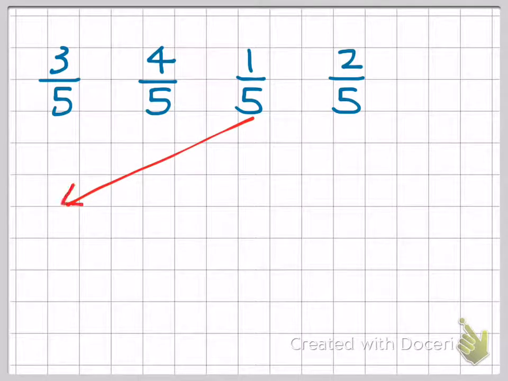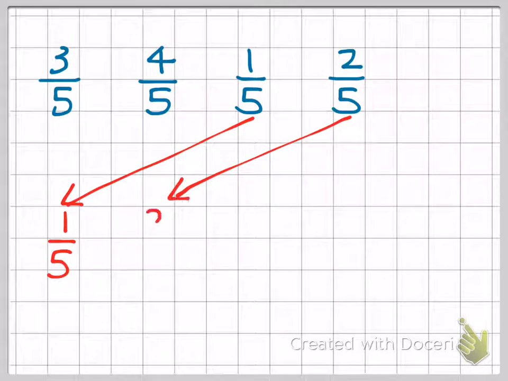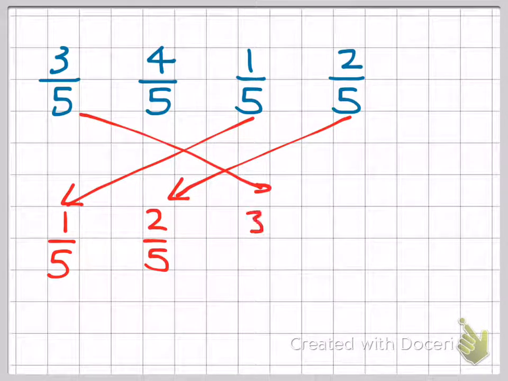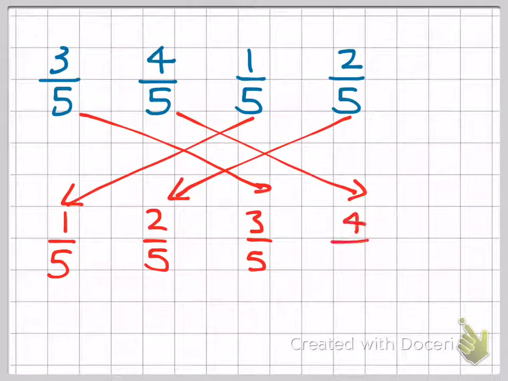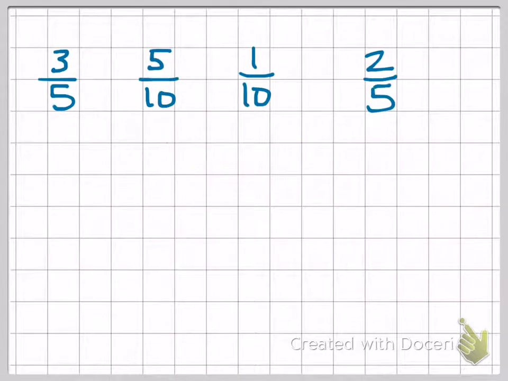Okay, our smallest one would be 1/5. Our next one would be 2/5. Our next one would be 3/5. And the largest one would be 4/5. If only they were all this simple. Moving on to something slightly harder.